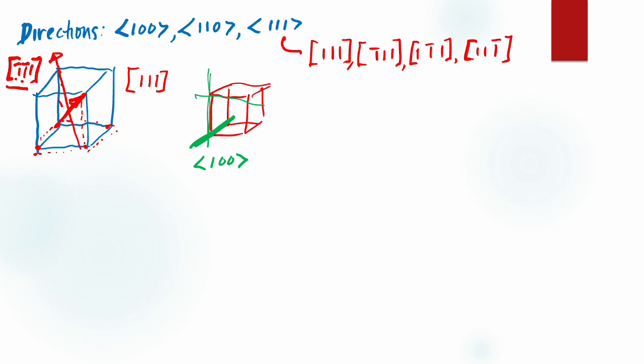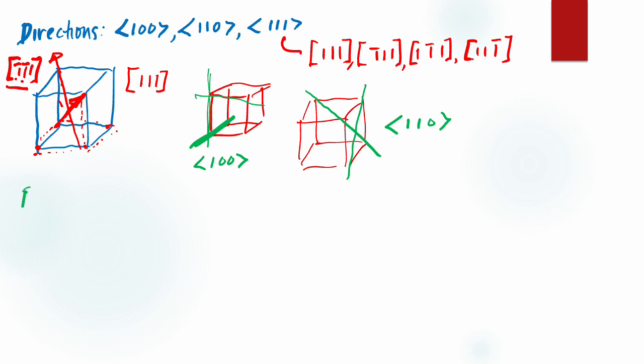The family of face diagonals. And there's 6 in that family. They go across faces. And that's the family 1, 1, 0. And then lastly, there's the family 1, 1, 1 that I've drawn here.